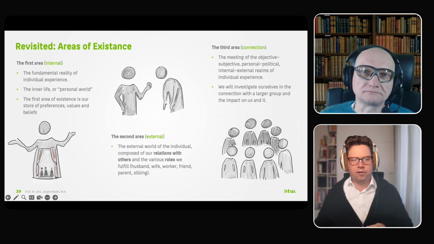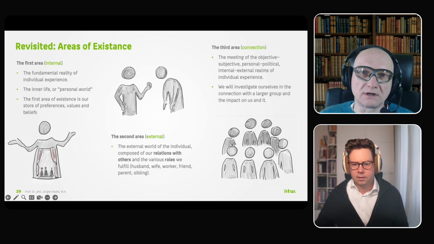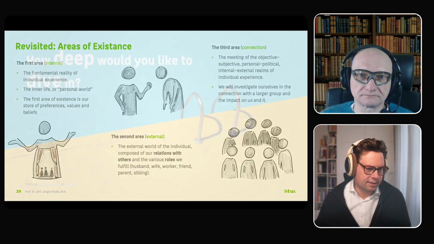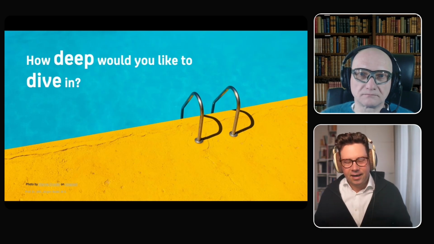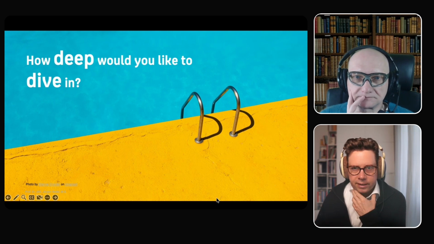Before we get there, have I forgotten anything about that? No, I think we are quite on track. All right, everything's fine. So let's take a look at the pool exercise. So the question is, how deep would you like to dive in? And we usually do this in Miro. I'm going to share the Miro board real quick.